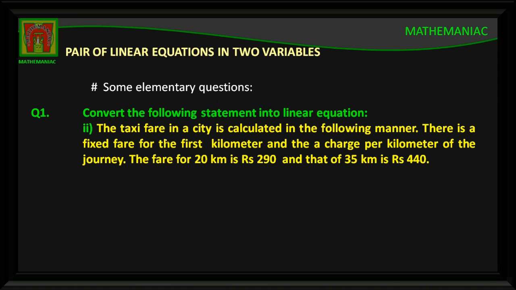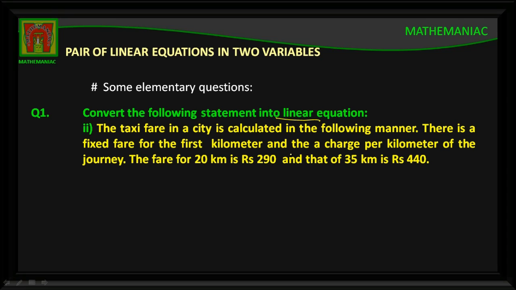Okay, convert this statement into a linear equation. The taxi fare in a city is calculated in the following manner. There is a fixed fare for the first kilometer and a charge per kilometer of the journey, right? That is not very clear. I should have made it a little clearer.